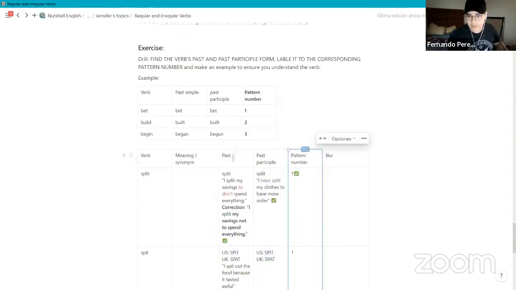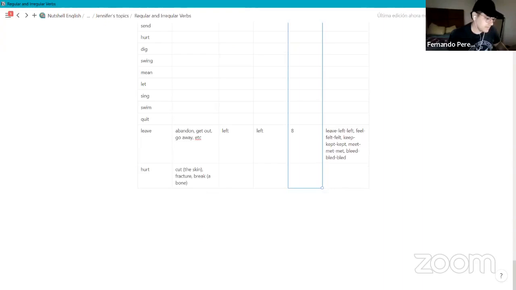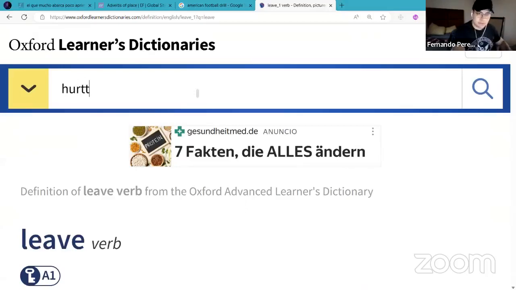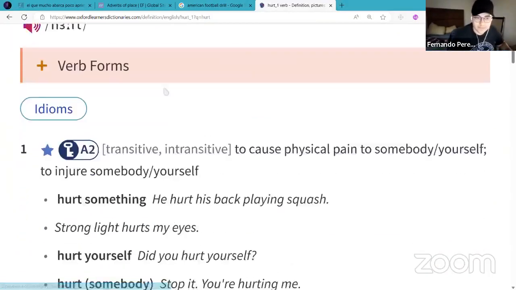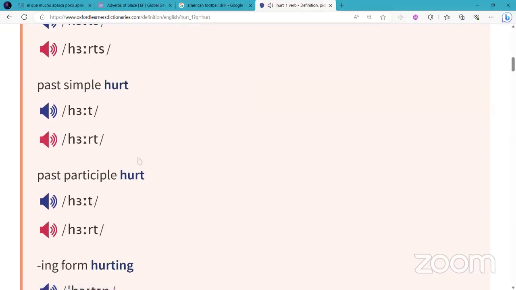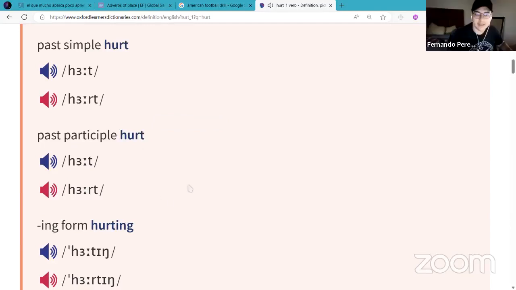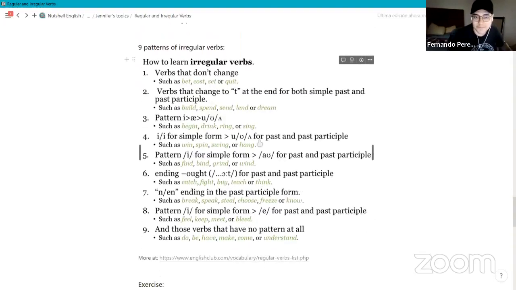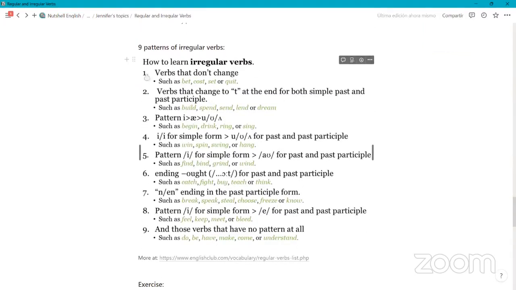We identify the pattern using the past. We open the dictionary, we go to hurt, and we see that the past is hurt, and the past participle is hurt too. So there is no change. It's not hurted. You see? Interesting. So hurt doesn't change. What pattern doesn't change? Number 1.